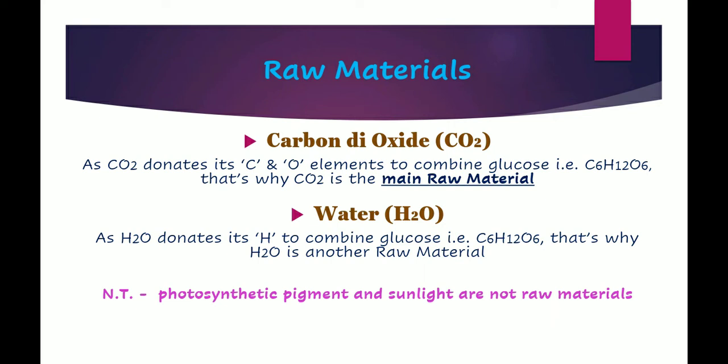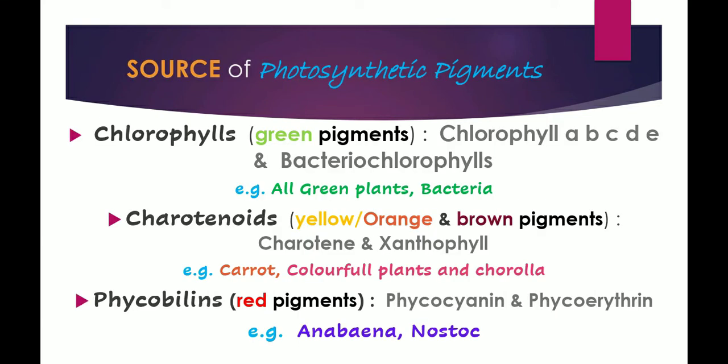These are only components. Green pigments, that is chlorophyll, are of a few types. These are chlorophyll A, chlorophyll B, C, D, E, and bacteriochlorophyll. Naturally, chlorophylls are found in all green parts of plants and some specific bacteria.